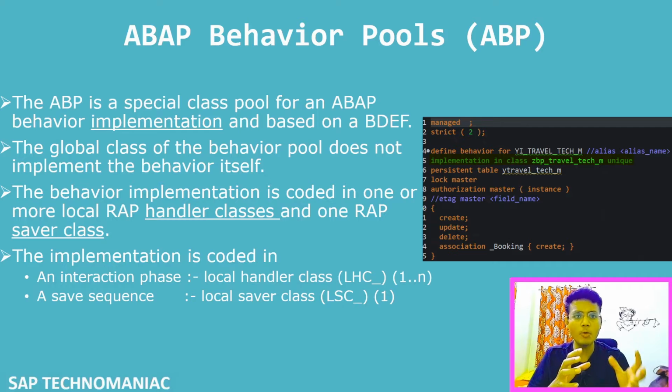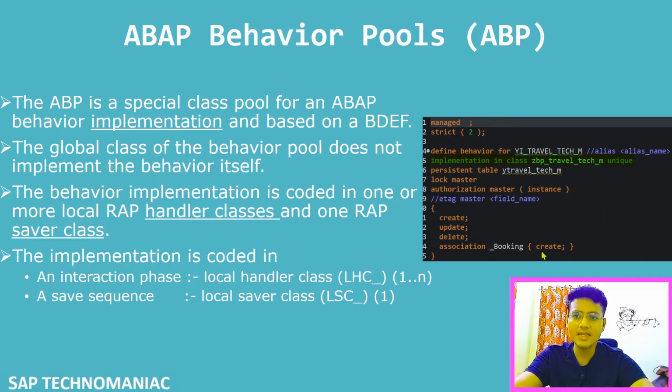Whatever we are doing in the interaction phase, all that code we will put in the handler class. In the saver class, whatever we are doing during the save, all those methods we will put in the saver class. So the implementation of code is divided between the interaction phase and the saver. This local handler class always starts with LHC. We can have multiple handler classes based on our requirement.